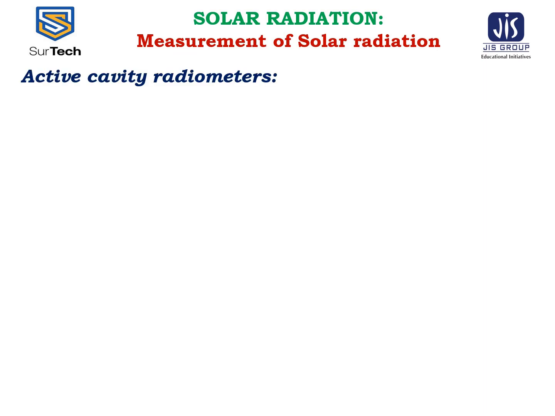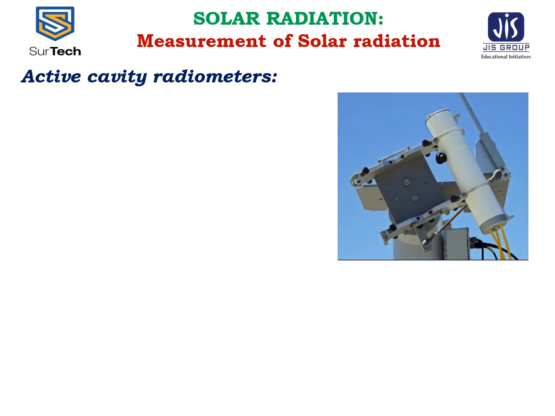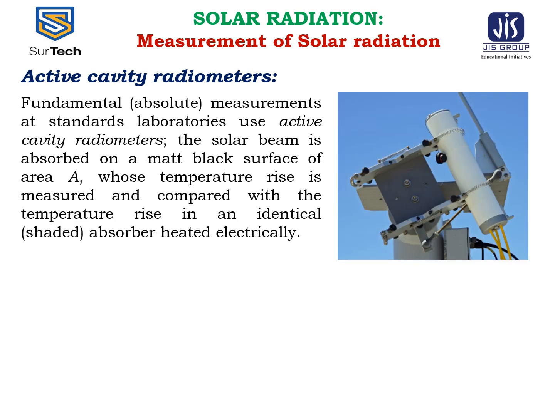Now the measurement of solar radiation. Active cavity radiometers are one of the instruments by which we can measure the solar radiation. The figure shows the active cavity radiometers. The fundamental or absolute measurements at standards laboratories use the active cavity radiometers. The solar beam is absorbed on a matte black surface of area A, whose temperature rise is measured and compared with the temperature rise in an identical absorber heated electrically.